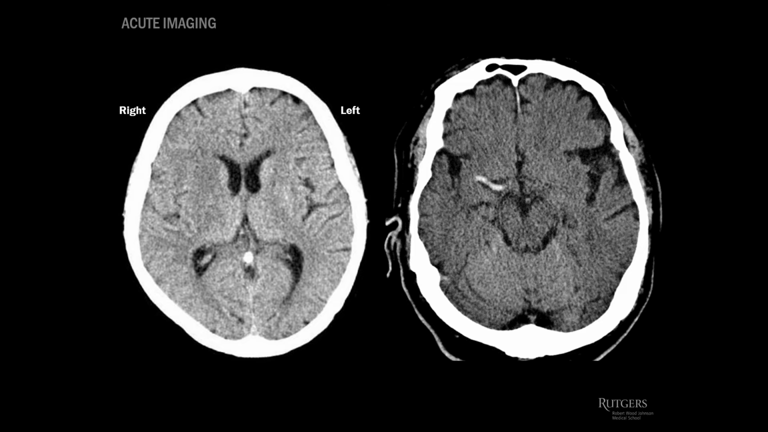Now look at this axial slice through the basal ganglia. Do you see anything abnormal? Is there a problem on the patient's right side? Is there a problem on the left side? Is there no problem? Well, if you said that this is a completely normal study, you are correct. But you say to yourself, how can the CT be normal? Isn't the patient having a stroke?